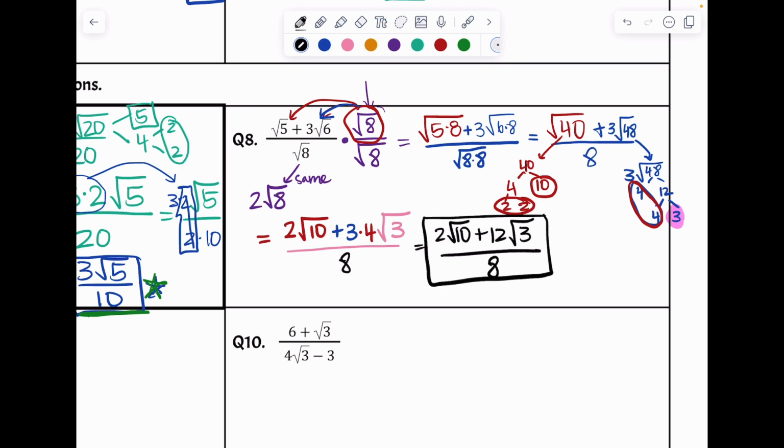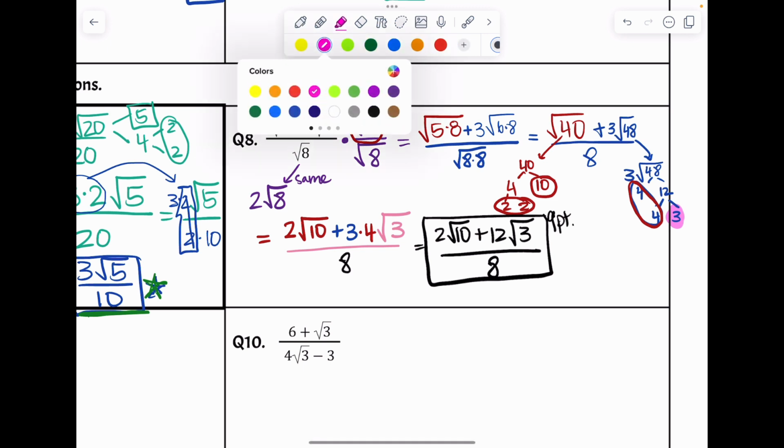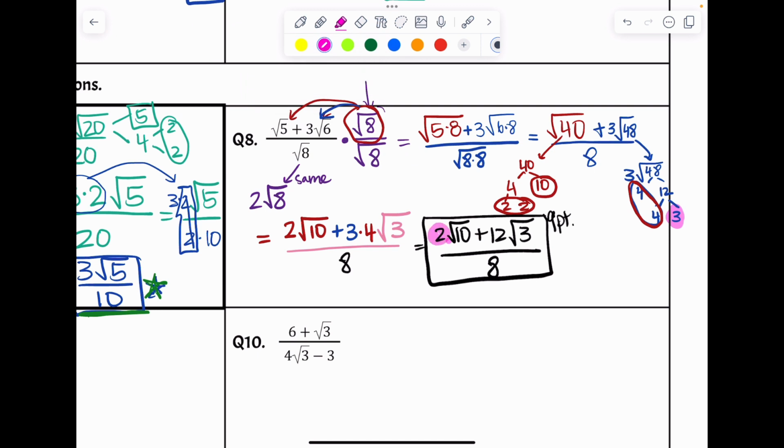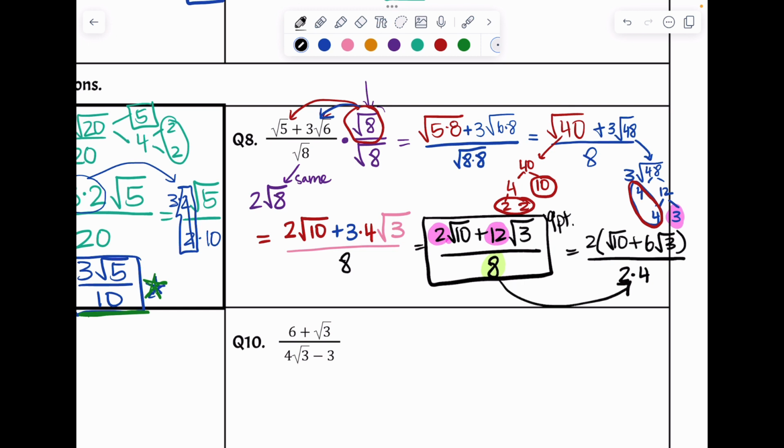This solution I would consider a 9-pointer. If you factored the even numbered coefficients here, the 2 and the 12, so I can simplify with the 8, that would take you to a 9.5. So that would be 2 times the quantity of rad 10 plus 6 rad 3, and then put that over 8, which is 2 times 4.